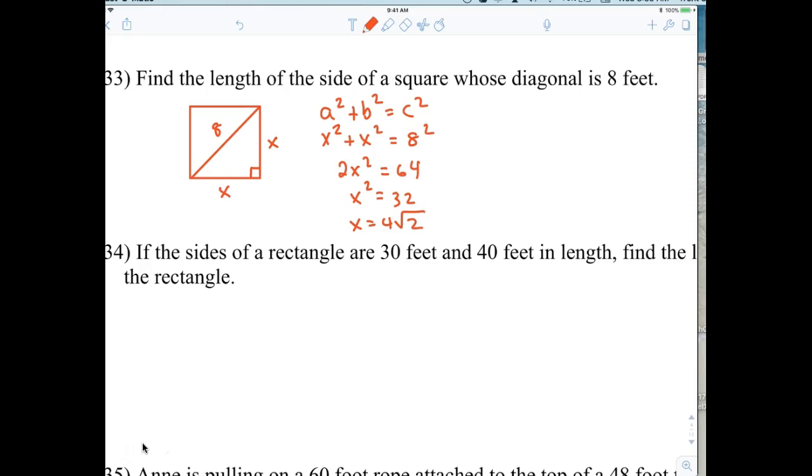I don't know what you mean. Like how, oh, because 32 is 16 times 2. But how do you know when to use a squared plus b squared equals c squared?